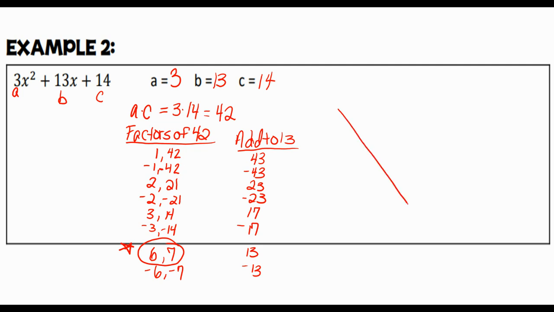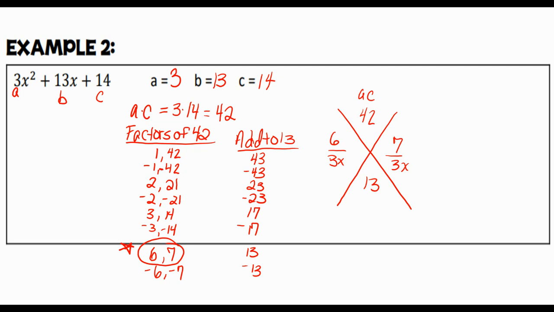So let's draw our x to organize our information. Our a times c goes at the top, which is 42. The bottom number, b, is 13. And then when I write this, we write it as a fraction over ax, a being 3, so I have 3x, 3x. So I can write my factors, 6 and 7.